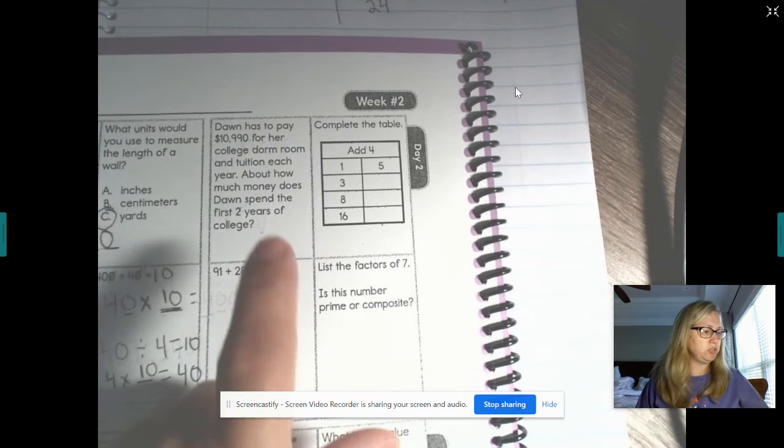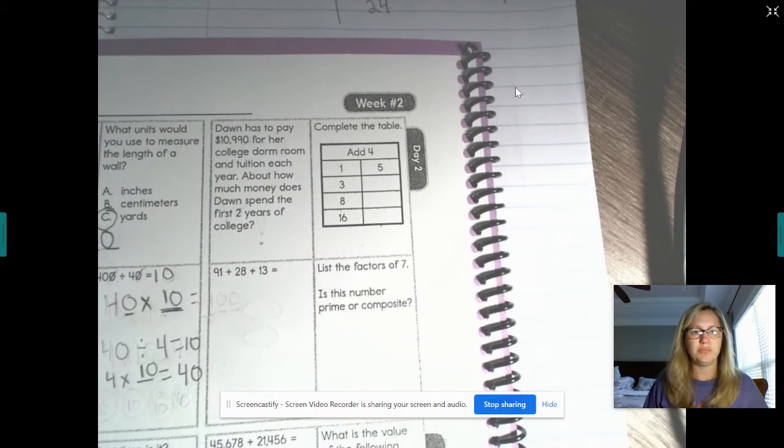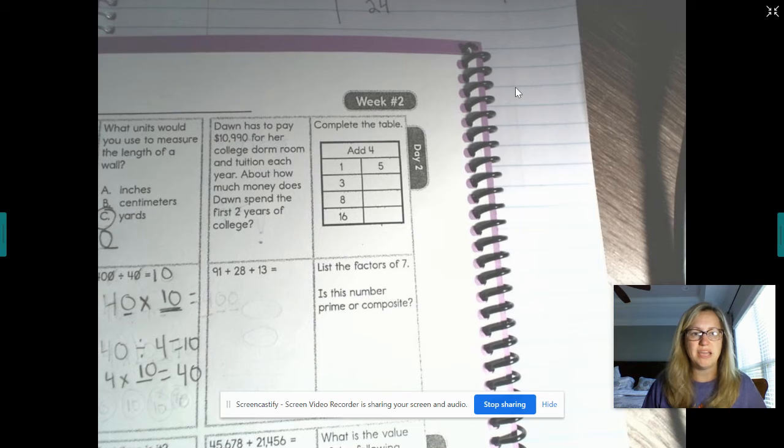So the first problem we're going to look at is this word problem. It says Dawn has to pay $10,990 for her college dorm room and tuition each year. About how much money does Dawn spend the first 2 years of college? So I see the word about, and that tells me I need to estimate. That means I need to round first before I start adding or subtracting.